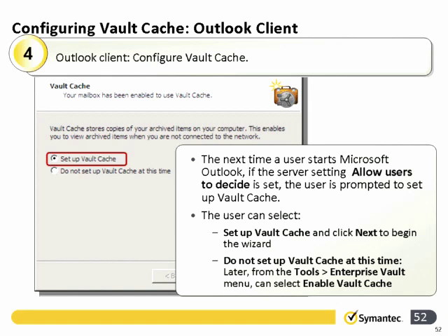And if we had it set up to enable Vault Cache for the users and to prompt the user or ask the user if they want to configure it, you've got two options to begin with. You can set up the Vault Cache now. That will happen on the first time you open Outlook. Or you can say that you do not wish to set it up at this time, and we'll show you a little bit later where you can go through the menu options to run through this wizard at a later time. But we're going to assume that we want to set it up now.